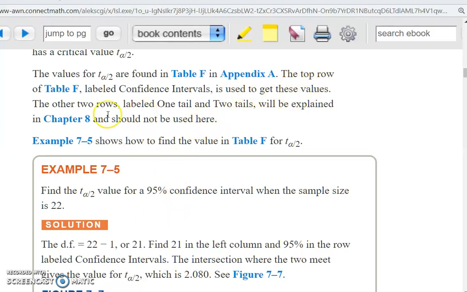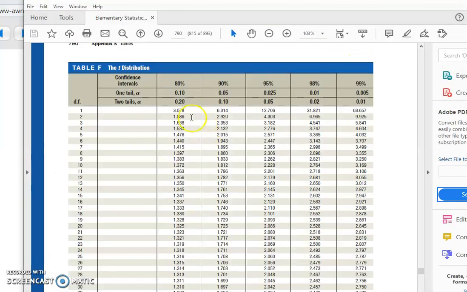Okay, the top row of table F, which is labeled confidence intervals. So let's look at that. Okay, confidence intervals. You see that? That's what we're going to use right now. These other two rows, the one-tail and the two-tail tests, we're not going to use those yet. We're going to use those in a later chapter. So for our purposes in chapter 7, we're going to use just the top row. So if I want a 90%, this is what I'm looking at. If I want 95%, this is what I'm looking at.